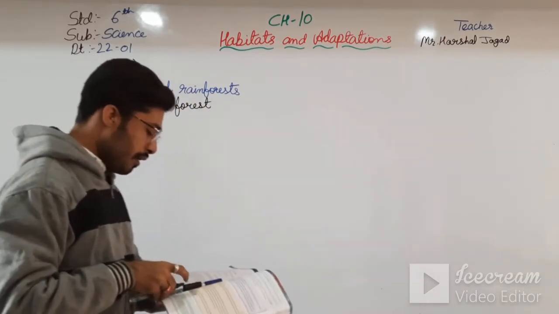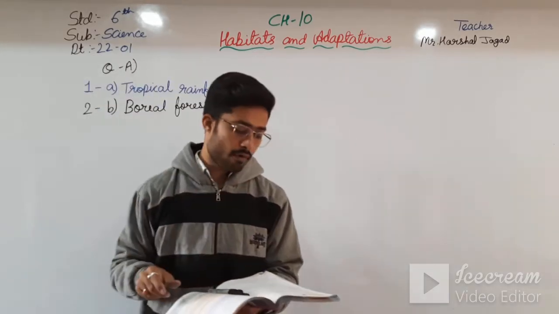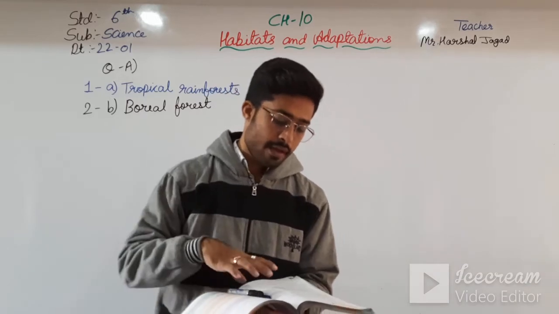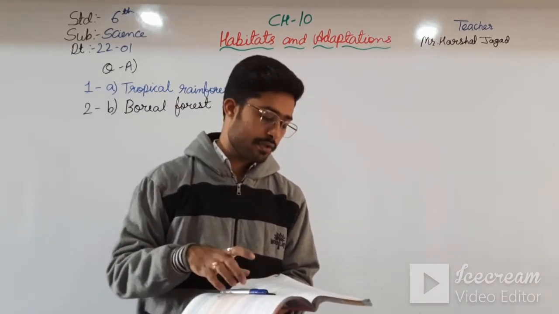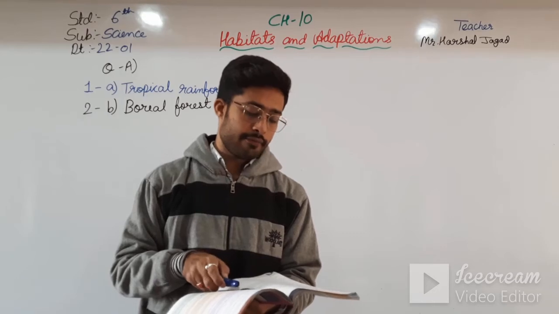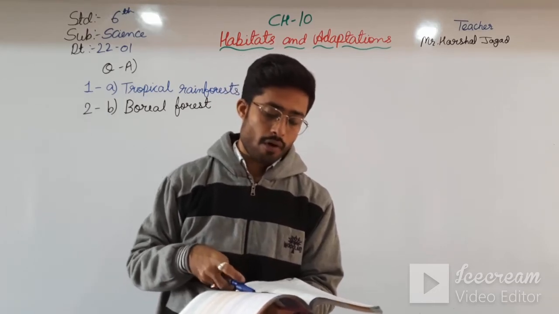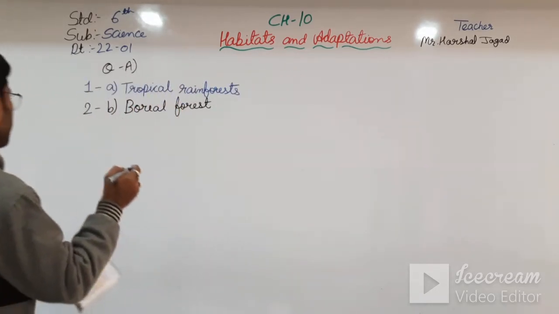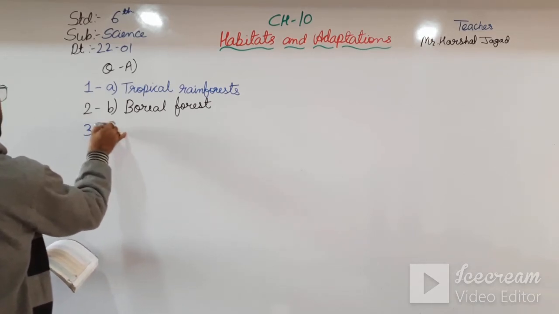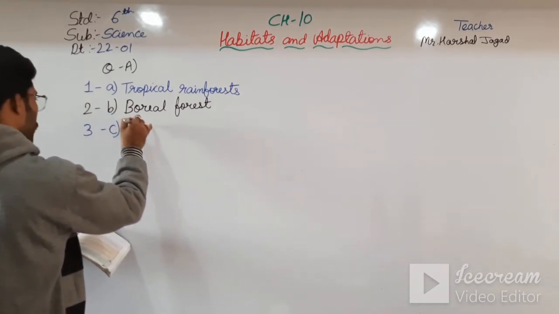Then after, a rock-like structure made of colonies of small marine animals is known as dash: estuary, seaweeds, coral reef, or mangroves. So here in the third one, it will be C, that is coral reef.